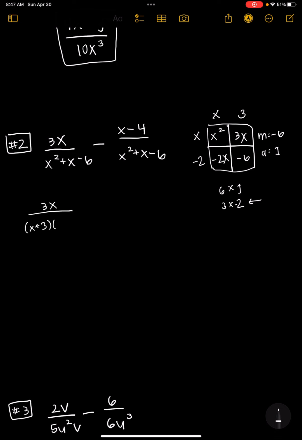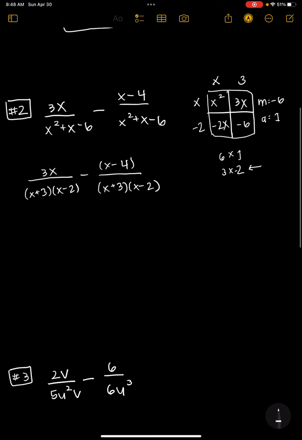3x over (x plus 3)(x minus 2) minus (x minus 4) over (x plus 3)(x minus 2). Okay, so unfortunately it doesn't help us simplify beforehand. It was great because now we know what the factors are, but there's nothing in common. If I just looked at that first fraction, I couldn't cancel out the 3x and the x plus 3. That's not the same, even though they have the same number and letter, because one's 3 times x and the other is x plus 3. Same thing on the second fraction. There's nothing that they have in common, so I can't cancel anything out.